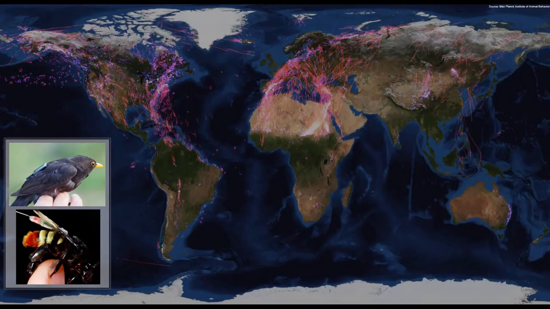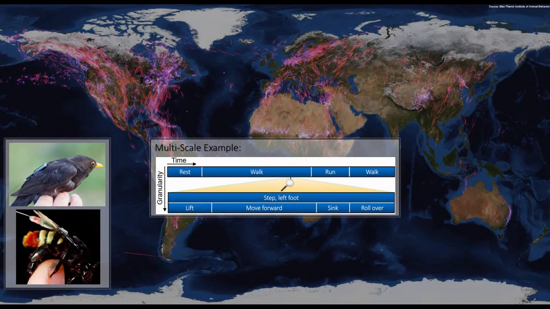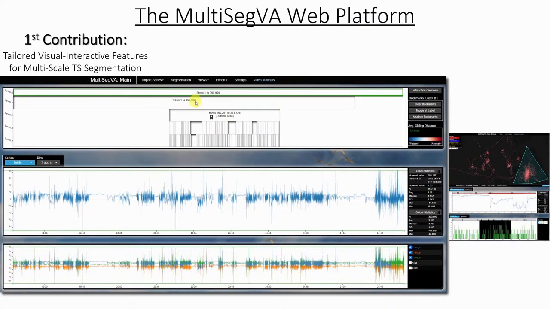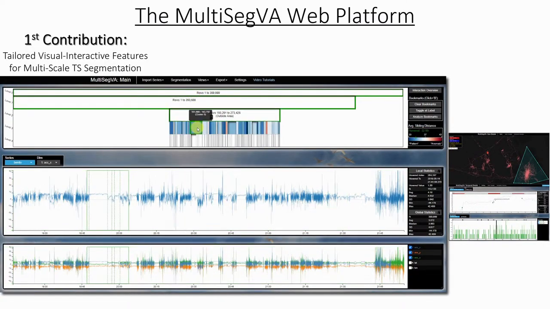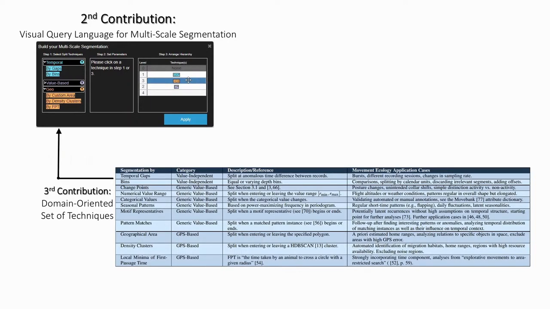Billions of biologging records reflect animal behaviors on many temporal and spatial scales, yet segmenting the time series on multiple scales is often avoided or impeded. Hence, we present our MultiSEC VA platform with its three contributions. First, MultiSEC VA contributes tailored visual interactive features for multi-scale segmentation. Second, we show a new visual query language to flexibly configure scale-wise techniques and parameters. This VQL consumes a domain-oriented set of techniques, our third contribution.